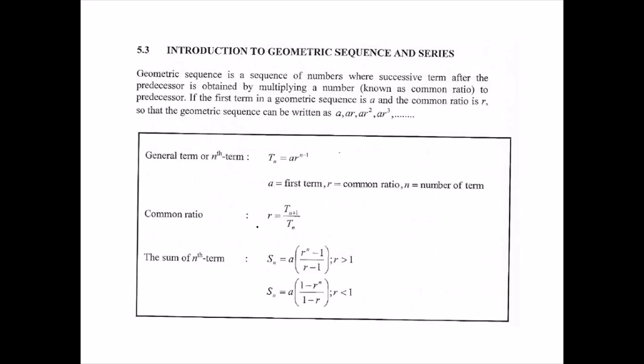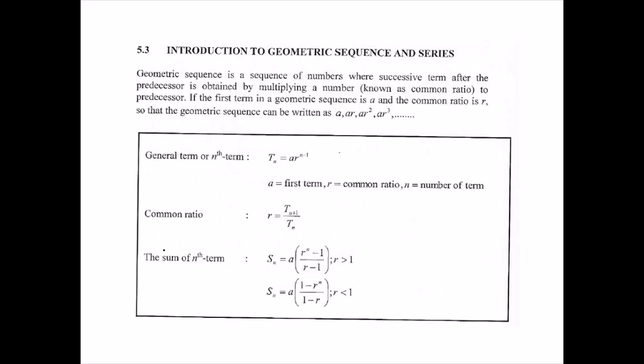How to find the common ratio? R equals Tn plus 1 over Tn, so a term divided by the previous term. For example, if you have T3 and T2, to find the common ratio, R equals T3 over T2. If you have T4 and T3, R equals T4 divided by T3. In arithmetic sequence, we use the common difference, Tn plus 1 minus Tn, so a term minus the previous term. But in geometric sequence, we use the common ratio, so we divide.